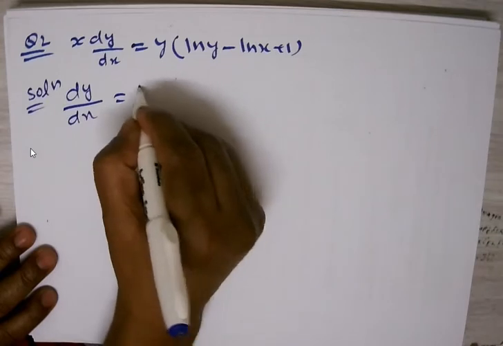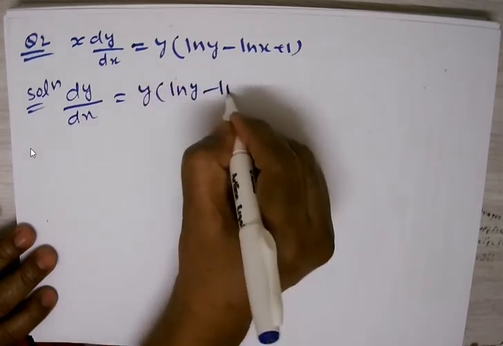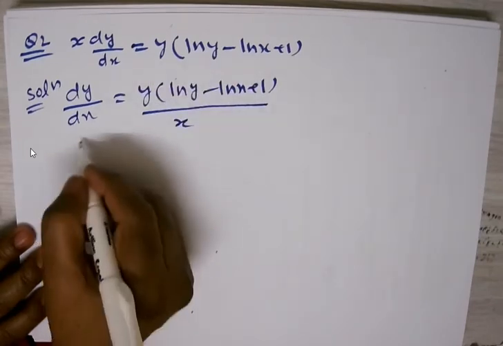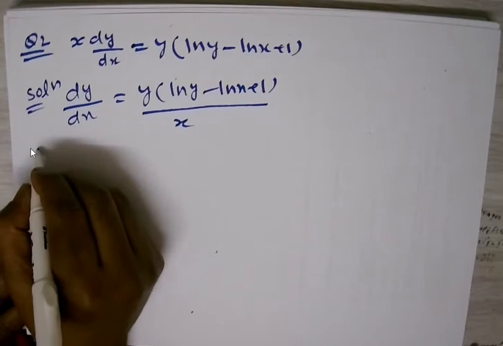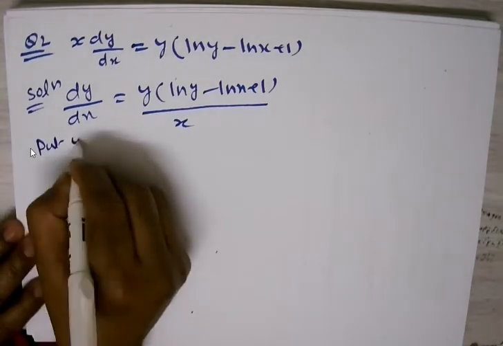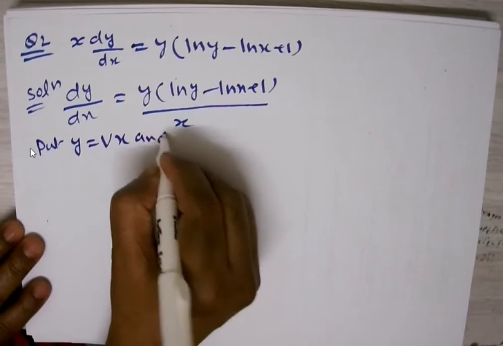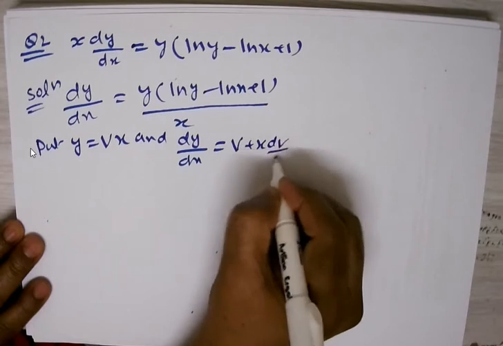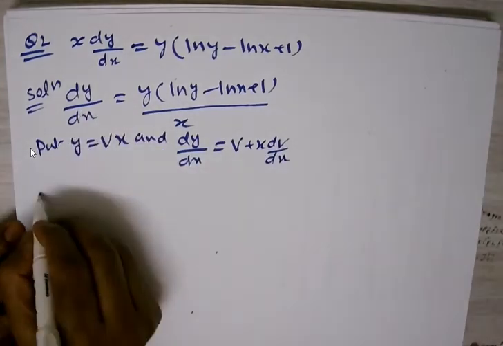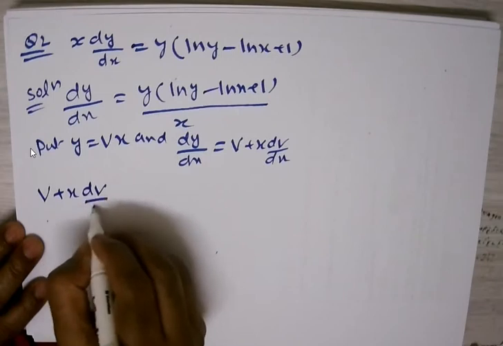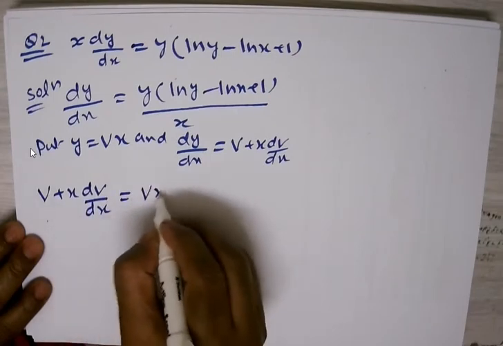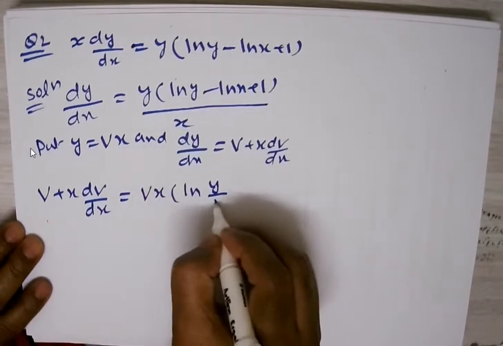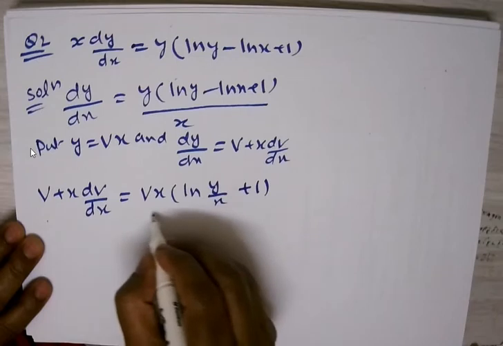dy/dx is equal to y times (ln of y minus ln of x plus 1) divided by x. This is a homogeneous differential equation. If this is a homogeneous differential equation, then we just replace y equal to vx and dy/dx is equal to v plus x dv/dx. Now replace: dy/dx, meaning v plus x dv/dx, is equal to y, meaning vx, and see, this is ln of y minus ln of x. So by using the rule, this comes like that, plus 1 over x.